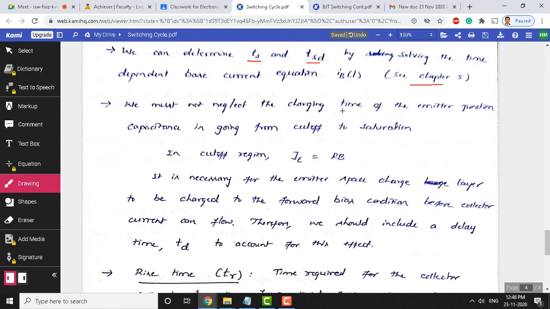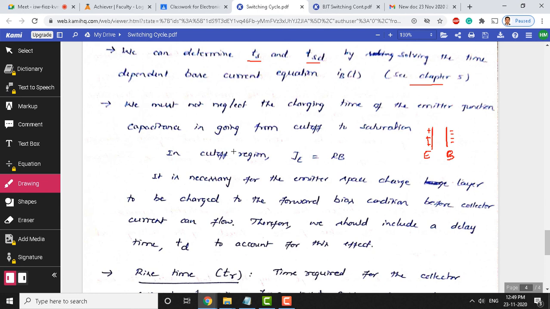We must not neglect the charging time of the emitter junction capacitance going from cutoff to saturation. The emitter junction is made up of a capacitance, the depletion region that you have seen. So, one is going to be the emitter and the other the base here. Okay, so this is the emitter junction here. This looks like a parallel plate, so it needs some time for this capacitor to charge. Okay, so it requires some time here.